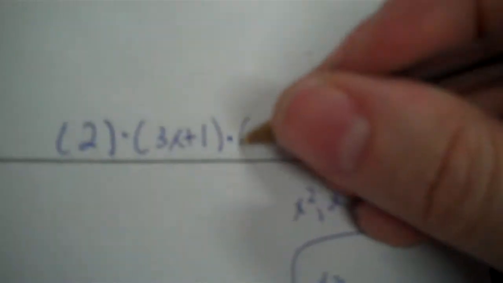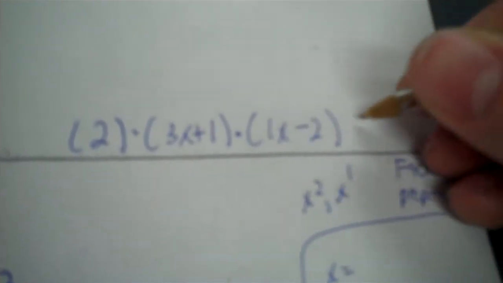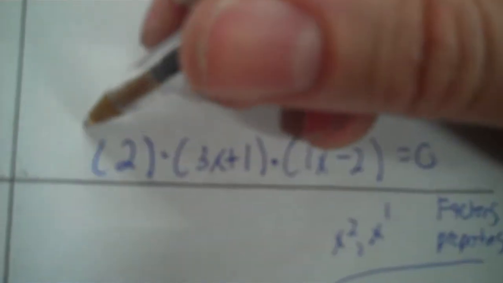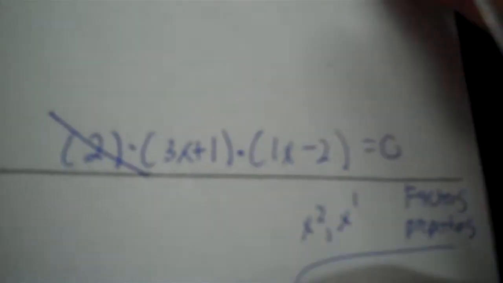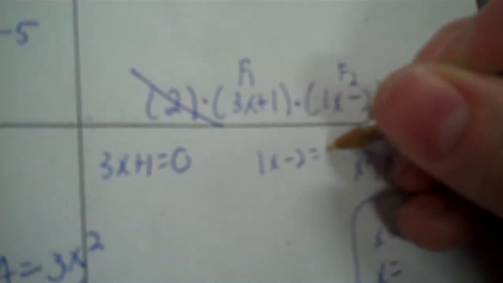3 and 6. So work your way up. There's 3, there's 6. That'd be in 3's row. So it's 1x minus 2. Okay? And you put that alongside. Now it's all set up. If any parentheses does not contain an x, that's a throwaway. Don't use it. F1, F2. So 3x plus 1 could equal 0, or 1x minus 2 could equal 0.